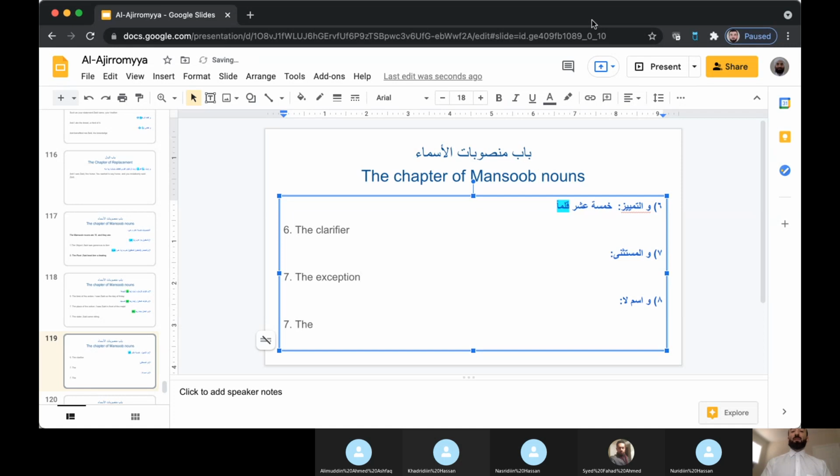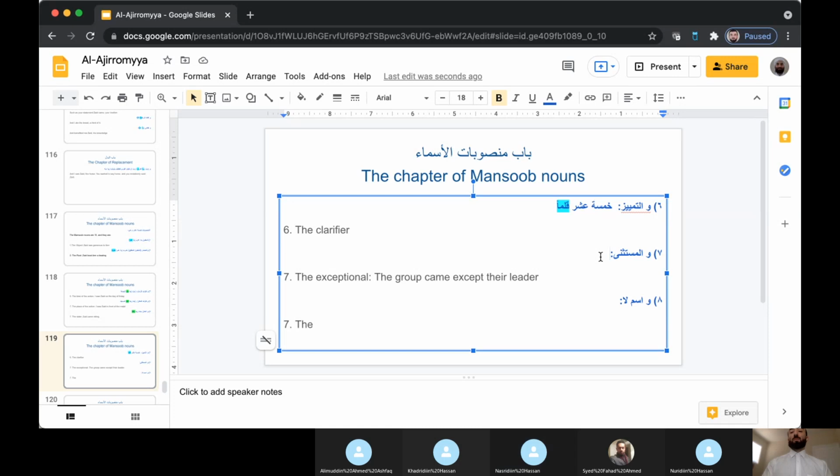So the exceptional in certain situations is also mansub, and the different situations we'll study in a more advanced book. But for example, if you say in a sentence, the group came except their leader, and then the leader is what's the exceptional? What's the exceptional here in this sentence? It would be leader. Leader, yes.